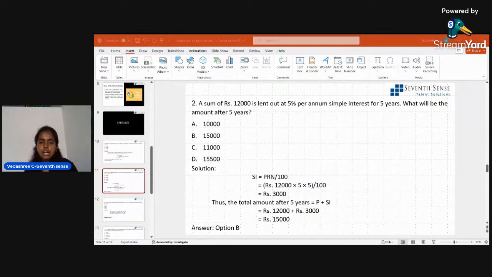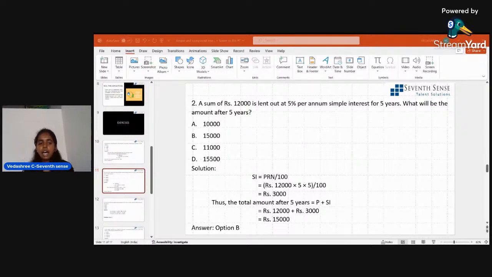This one, right? A sum of 12,000 is lent out at 5% per annum simple interest for 5 years. So here, 12,000 is the principal amount, 5% is the interest rate, and 5 years is the time duration. So what is the formula to calculate the simple interest?